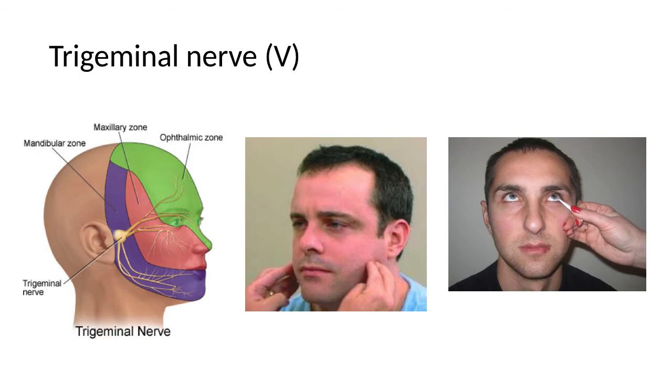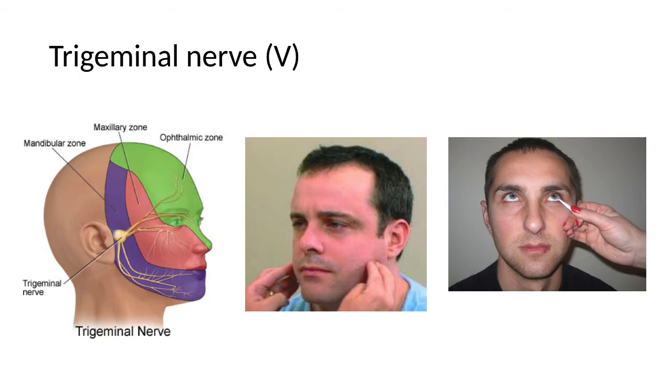And the last function that you test when testing the trigeminal nerve is the corneal reflex. The trigeminal nerve is the afferent part of the corneal reflex, and you test this with a cotton ball onto the sclera of the eye without the patient being able to see.